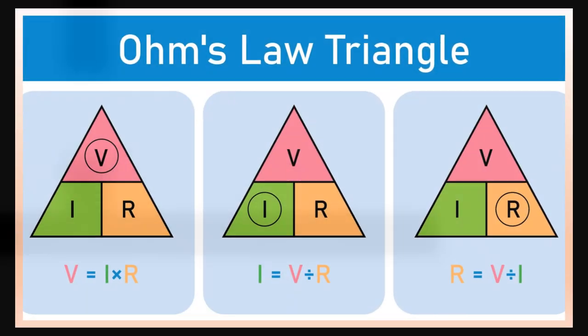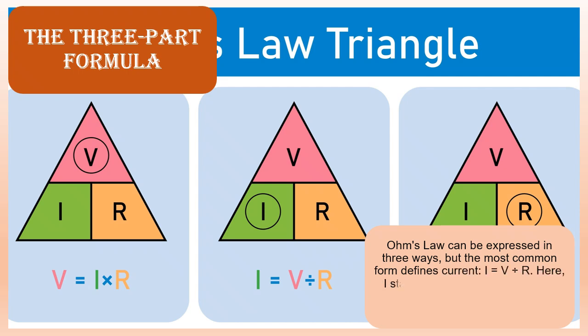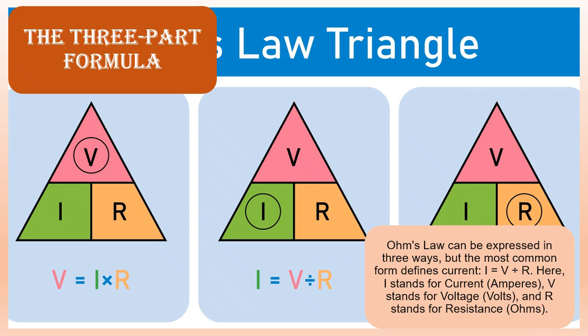The three-part formula. Ohm's law can be expressed in three ways, but the most common form defines current, I is equal to V divided by R. Here, I stands for current, Amperes, V stands for voltage, volts, and R stands for resistance, ohms.